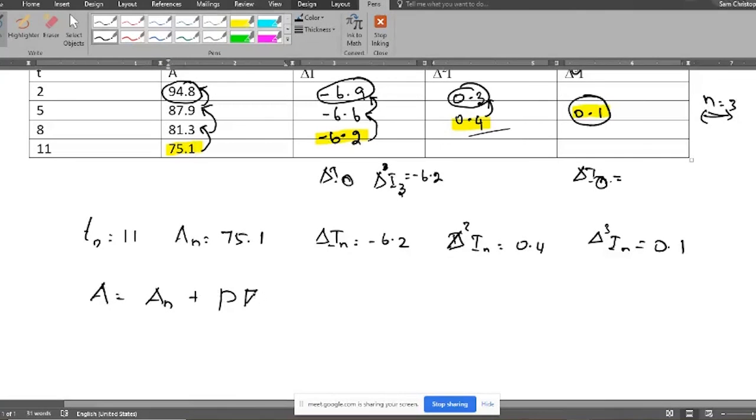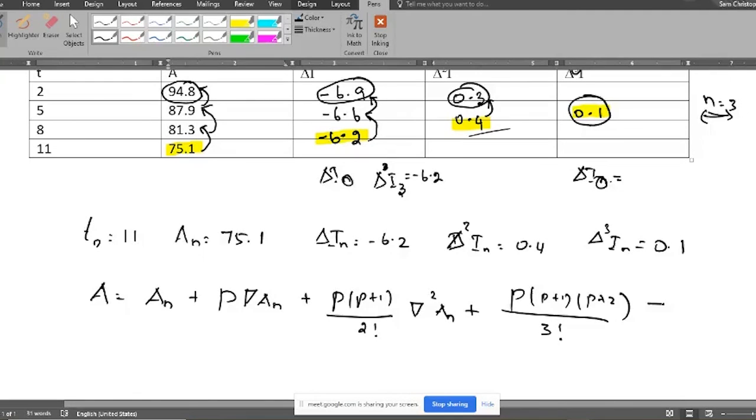Okay, this is some other symbol. Triangle, you have to repeat it, inverted. Plus p into p plus 1 divided by 2 factorial into the gradient squared, plus p into p plus 1 into p plus 2 divided by 3 factorial into the gradient cubed. That's it. Same formula, except a0 and an. This is the only difference.